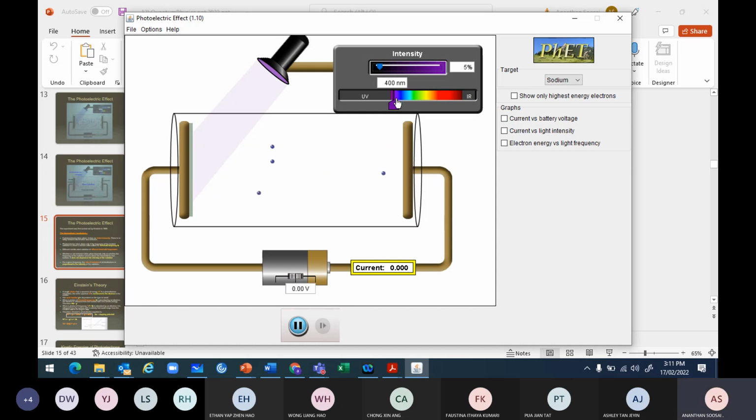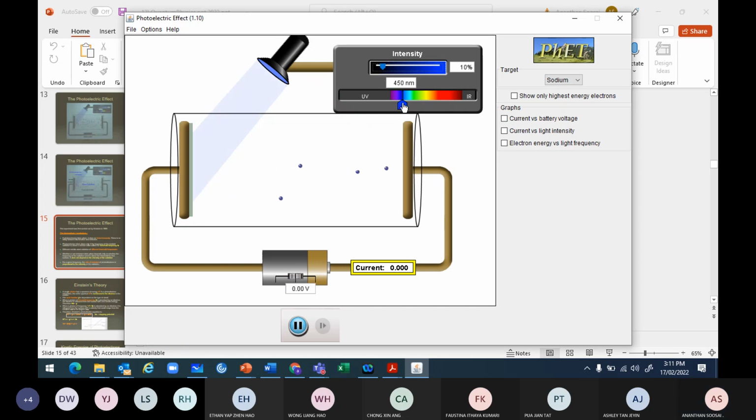But let's say I change the color from violet to blue. Is blue a high frequency or a low frequency compared to violet? Low frequency, right? So I reduce the frequency to blue. Blue also releases electrons, whatever the low intensity.